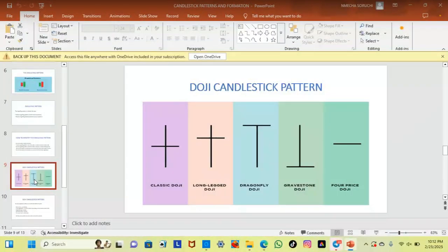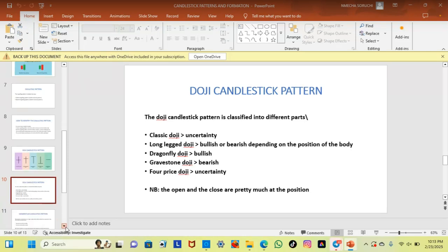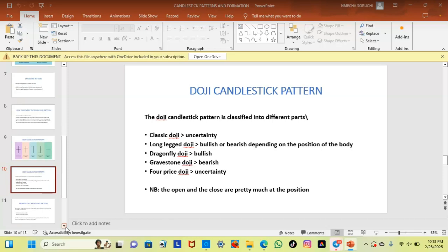The doji candlestick pattern. The doji candlestick pattern is classified into different parts.